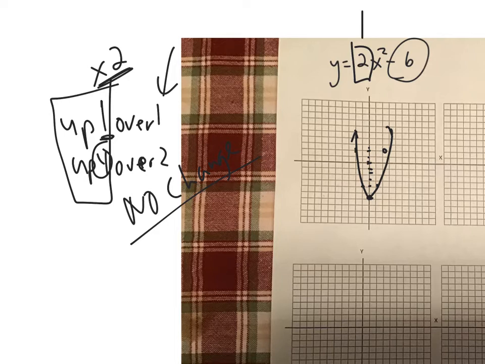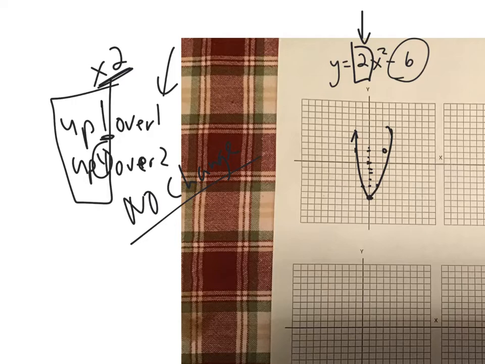So the only thing this number does is make it steeper. The bigger the number, the steeper it's going to be, the quicker it's going to go up. Now, if it's a fraction, then it goes up slower. And if it's negative, it goes down, or goes down faster if it's negative 2 or whatever, okay? Negative goes down. That's all it changes.